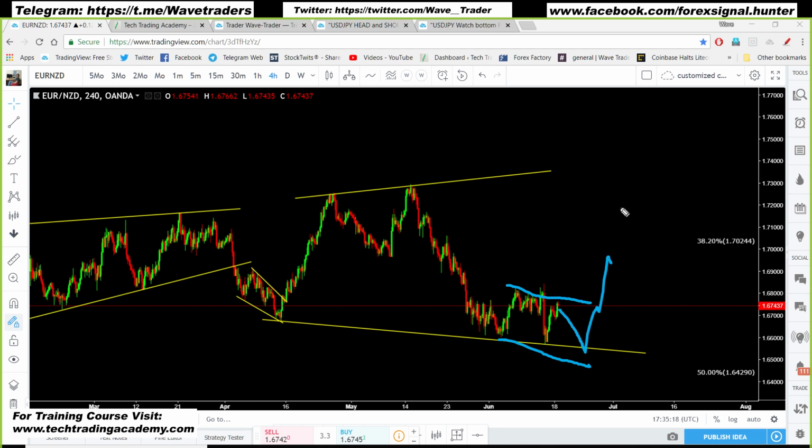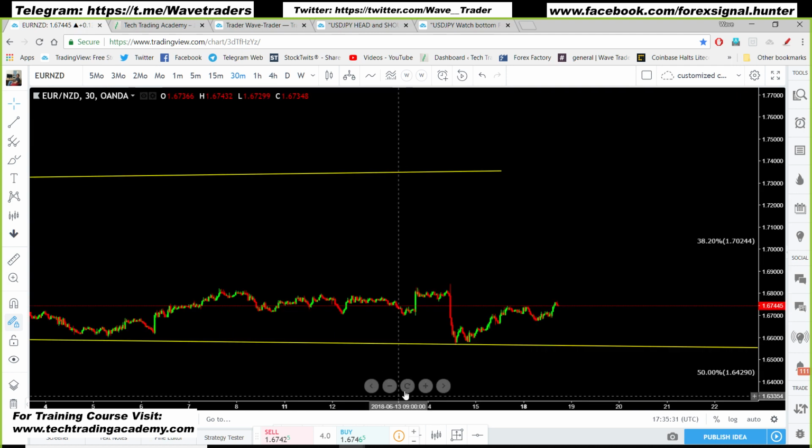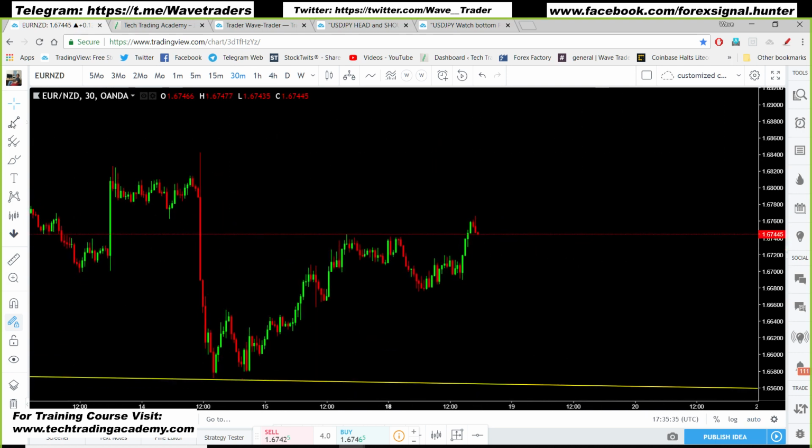Buy from that bottom, that move. Look for it to go back up again. Buy from the new low. So this is a short-term sell setup, similar to the Euro Aussie dollar. That's going to be the trade you guys need to look for.